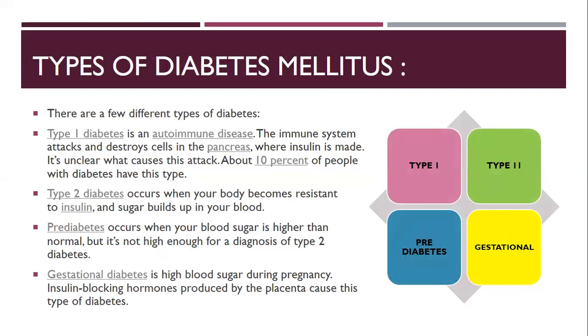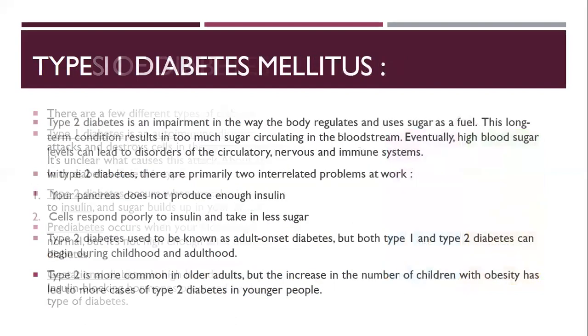Usually, there are four different types of diabetes. Type 1, also known as insulin-dependent diabetes, while type 2 is known as insulin-independent diabetes. Third is pre-diabetes, and the fourth one is gestational diabetes. We should be able to understand the difference between type 1 and type 2. Type 1 is due to autoimmune disease, as described earlier, and type 2 is due to the body becoming resistant to insulin.